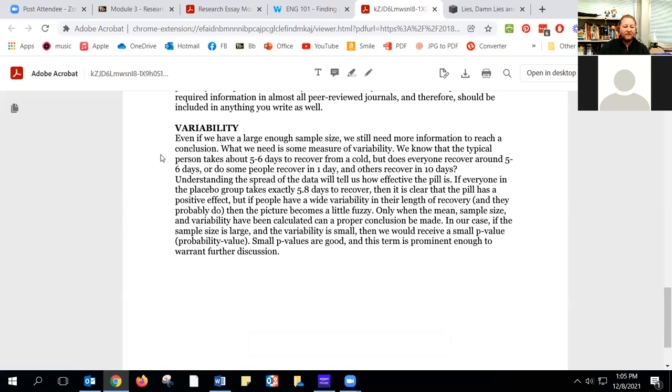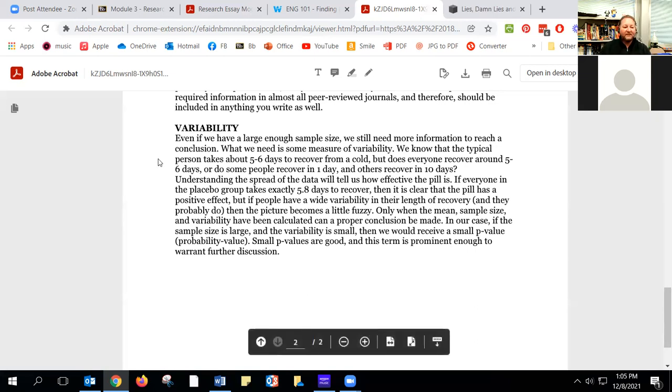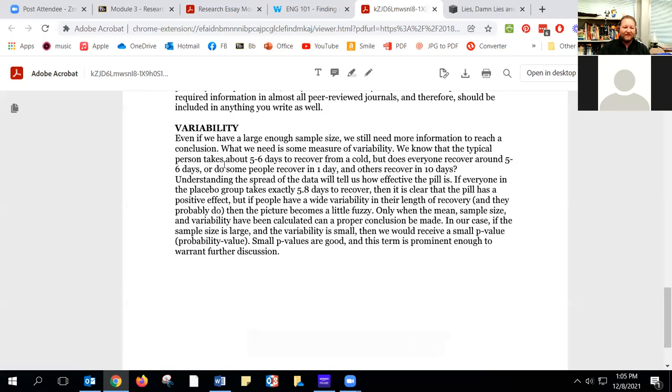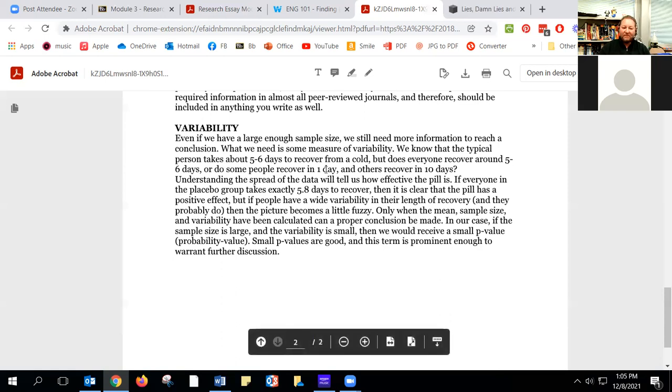So let's say we have a large enough sample size. We'll still need some more information. We need variability, all right? We need to know that the typical person takes 5 to 6 days to recover from a cold. But does everyone recover around 5 or 6 days? Or do some people recover in 1 day and others it takes 10 days to recover, right? If we're looking at the mean, the pure average, and the average was 5.6 days, maybe some people recover in 1 day, maybe some people it takes 10 days, right?